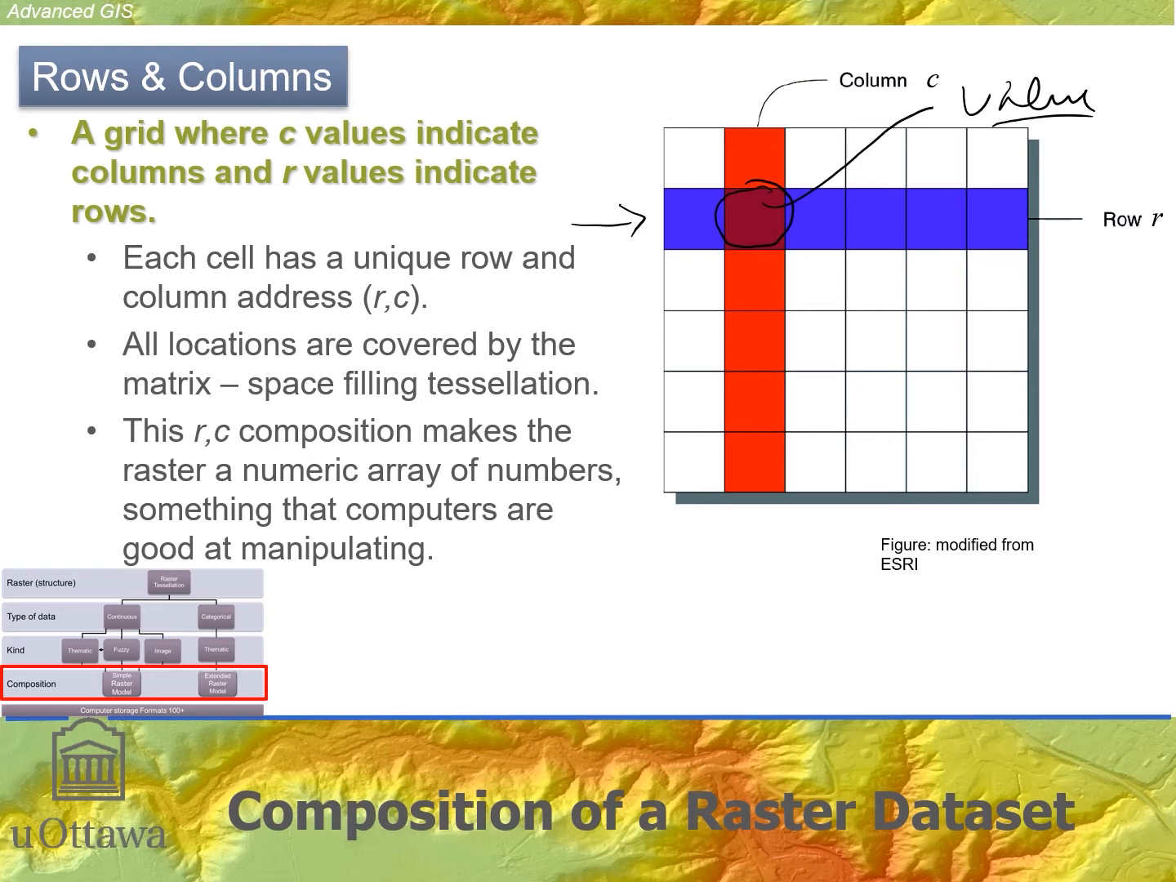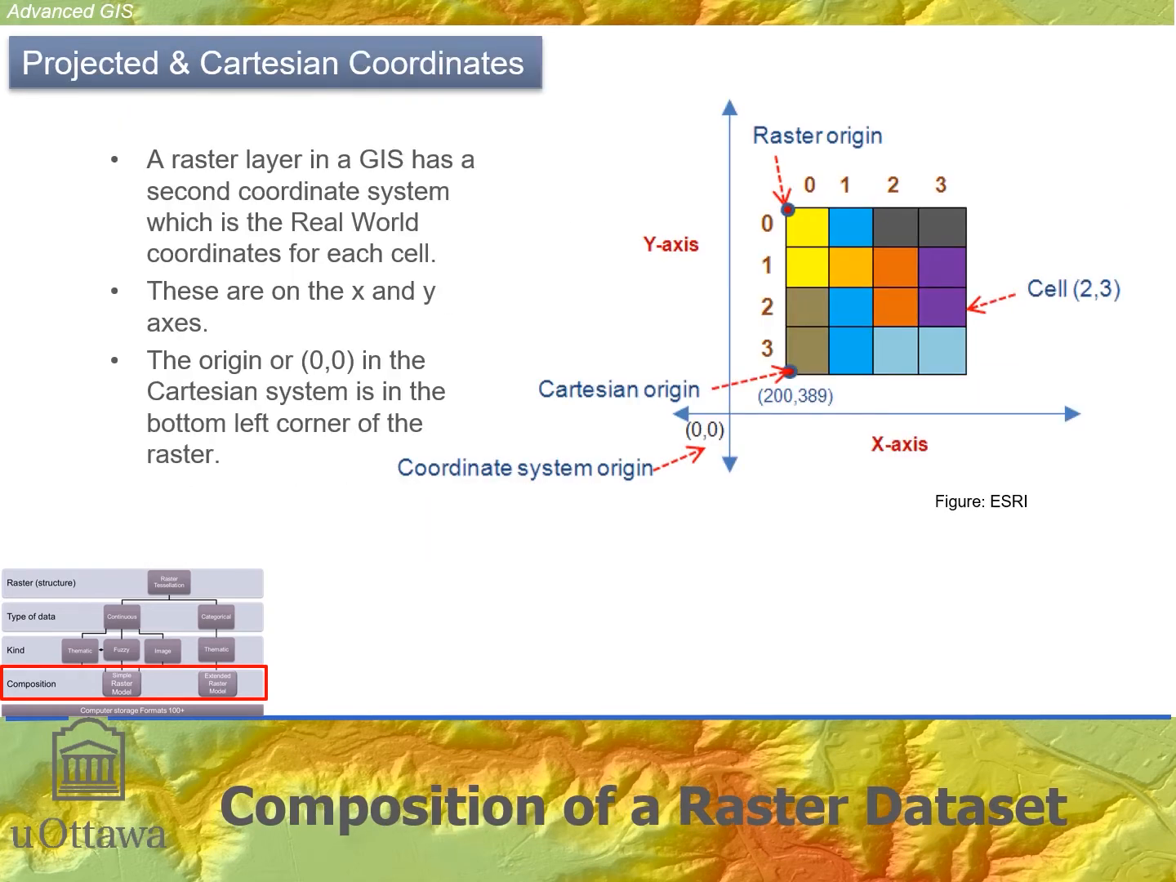And of course, columns and rows are just like in a spreadsheet, and that makes the raster equivalent to a numeric array, which computers are very fast at processing. Within GIS and remote sensing, all rasters have two coordinate systems. The first one we just saw, which is the column row or cell address coordinate system. That's internal to the raster and never changes. Whereas to line that raster up with things in the real world, we also have a projected or real world coordinate system associated with the raster. And the origin of these two things are different in different locations.